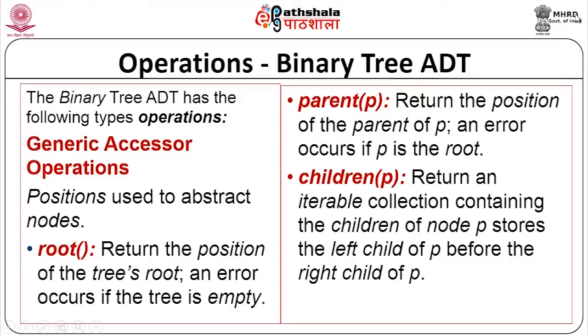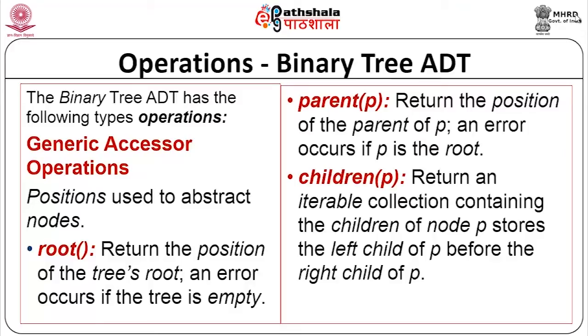Now, let us look at the operations on binary trees. The binary tree ADT has the following types of operations. Again, we are going to talk about generic accessor operations. Positions are used to abstract nodes. Root returns the position of the tree's root node, and an error occurs if the tree is empty. Parent of P returns the position of the parent of P, and an error will occur if P is the root. I think this is fairly understandable.